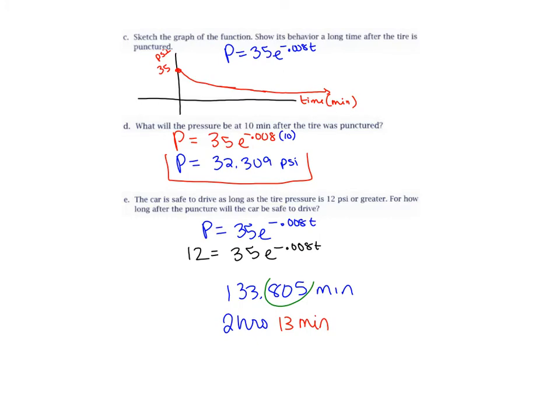This problem wasn't done yet. It still has a C, D, and E component to it. For C, it says sketch the graph of the function and show its behavior a long time after the tire is punctured. Okay, we want the end behavior of an exponential function that has a negative exponent. This is kind of what you're going to get. And when you plug in t equals 0, you have 35, so you can have that initial condition right there.